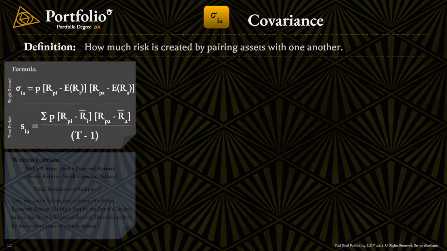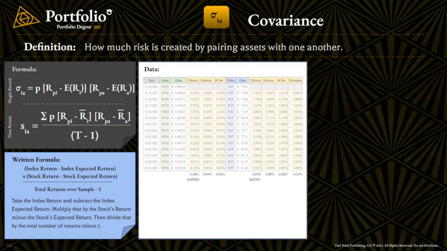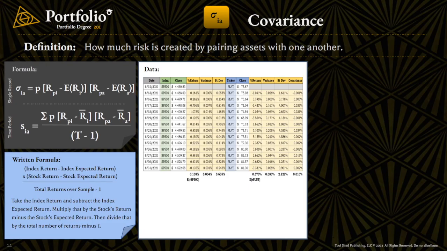Taking all of this to the next level, let's talk about covariance. Covariance is something that we're going to get a lot more in depth with as we talk about portfolio analysis, because this is something that we leverage for the portfolio grades. And essentially, a covariance is how much risk is created by combining two assets together.